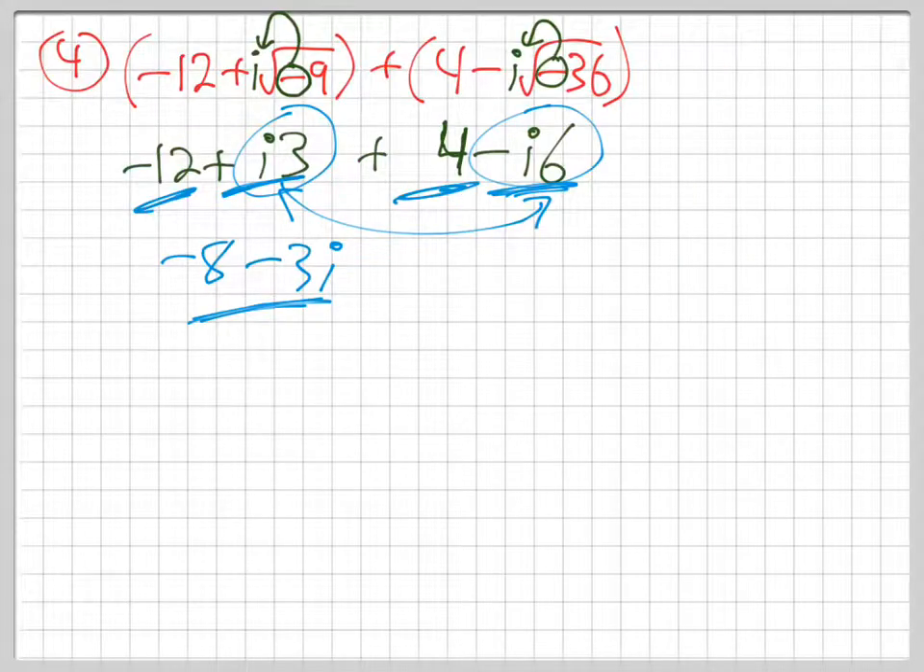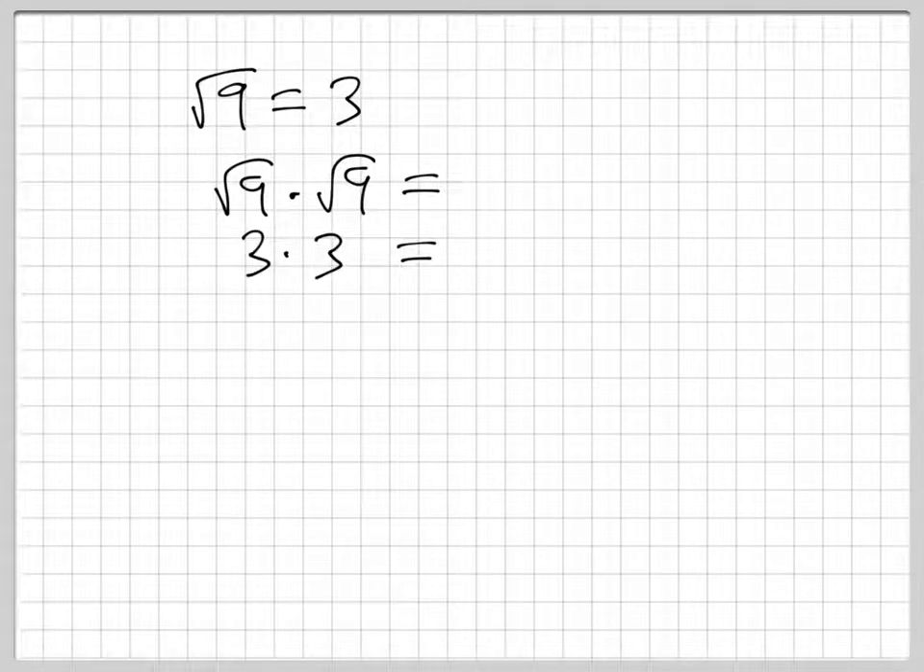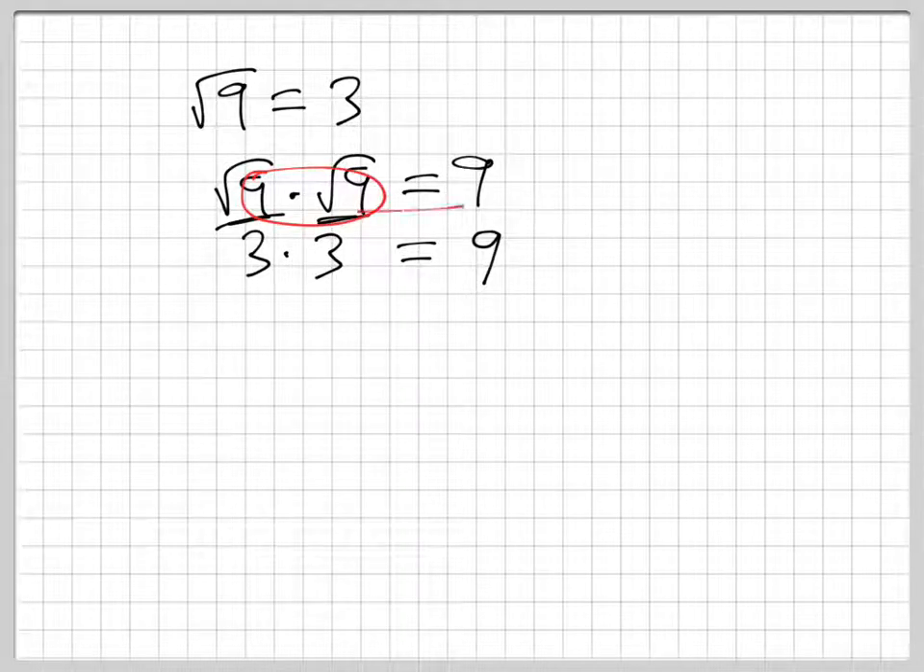Let's think about it. Let's talk about square roots. What's the square root of 9 again? 3. So what's the square root of 9 times the square root of 9? Well, it's 3 times 3, right? Because we just agreed the square root of 9 is 3. And what's 3 times 3? 9. So the square root of 9 times the square root of 9 is 9. And we know the rule, right? Two 9s inside the root, one 9 outside.